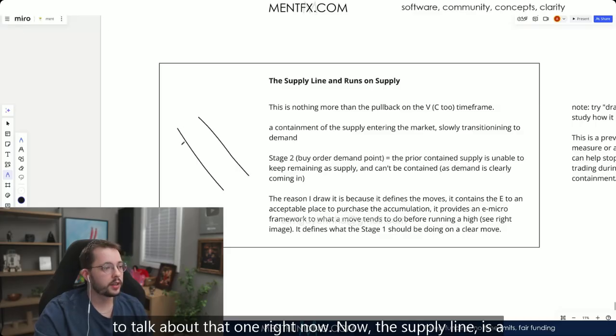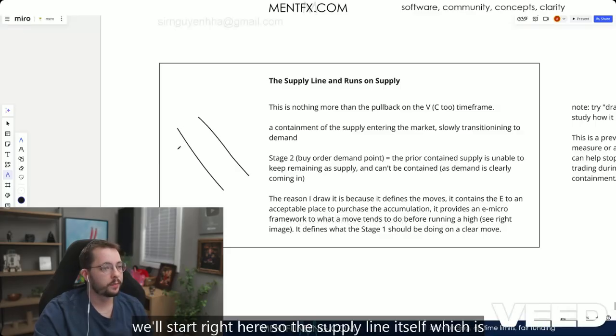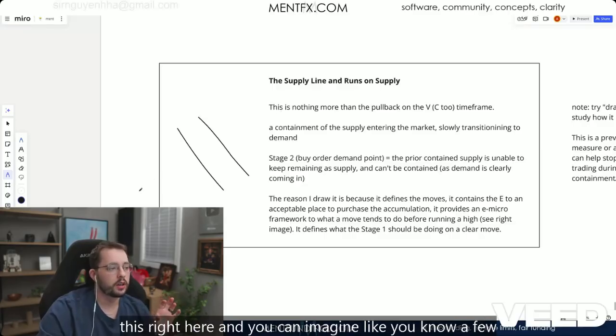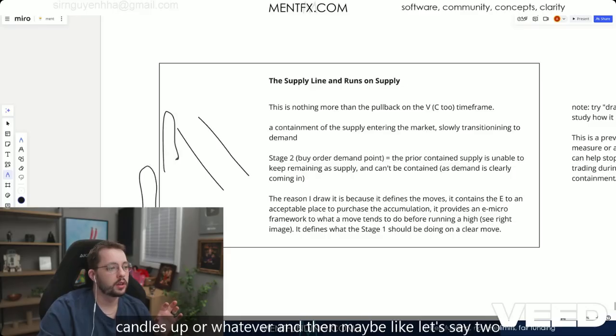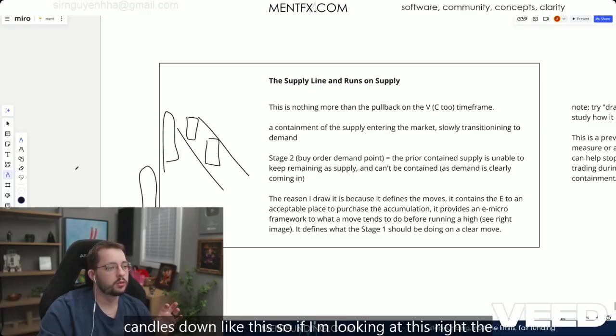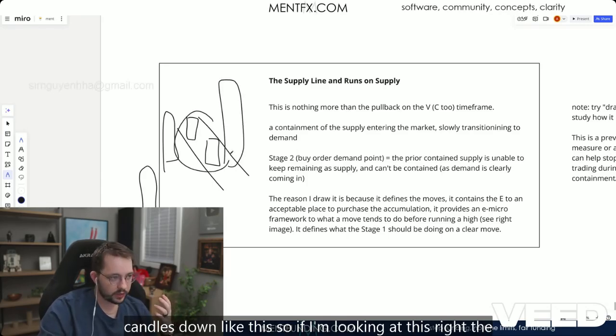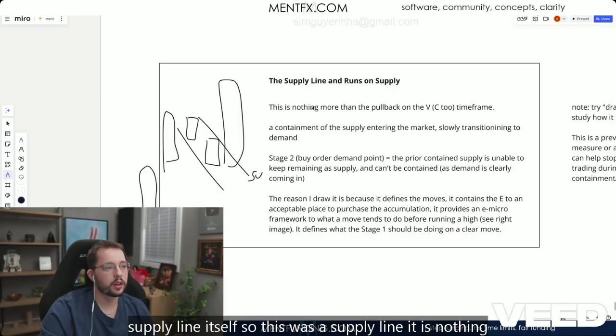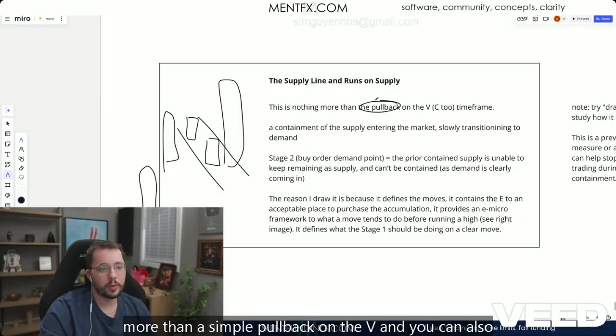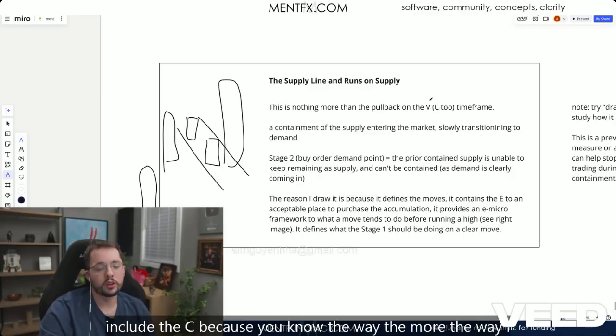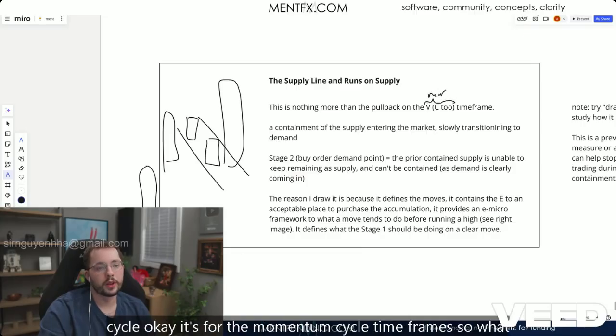Now, the supply line is, we'll start right here. So the supply line itself, which is this right here, and you can imagine a few candles up or whatever, and then maybe let's say 2 candles down like this. So if I'm looking at this, the supply line itself is nothing more than a simple pullback on the V, and you can also include the C because the way I want you to think about this is more so for the momentum cycle. Okay, it's for the momentum cycle timeframes.